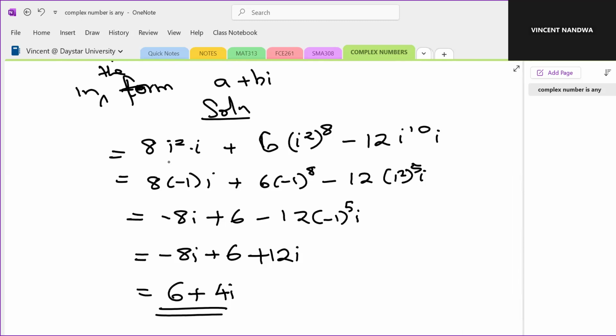So in the next session, we will be discussing how to carry out different operations on complex numbers. I will discuss how to add, multiply, and find the difference and product of complex numbers.